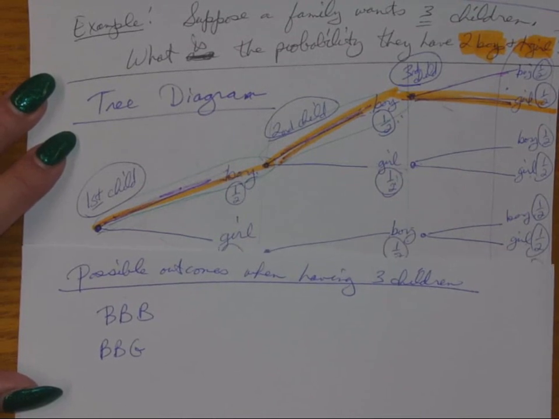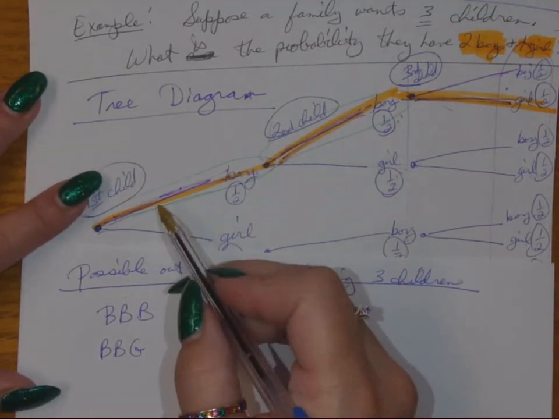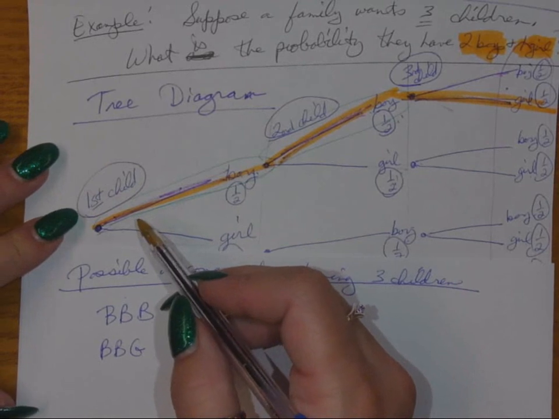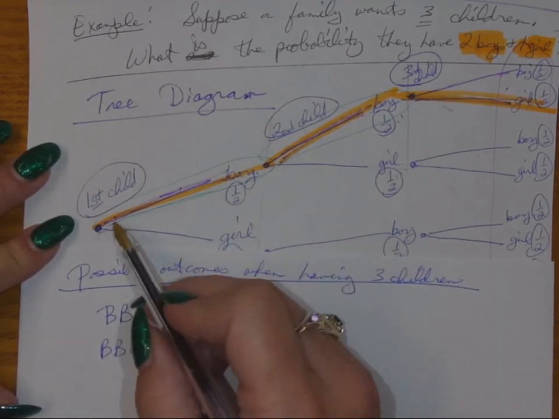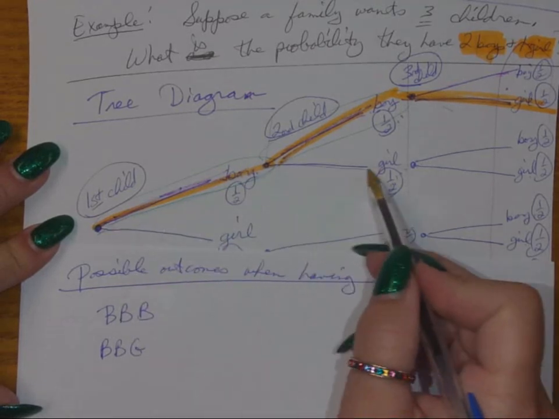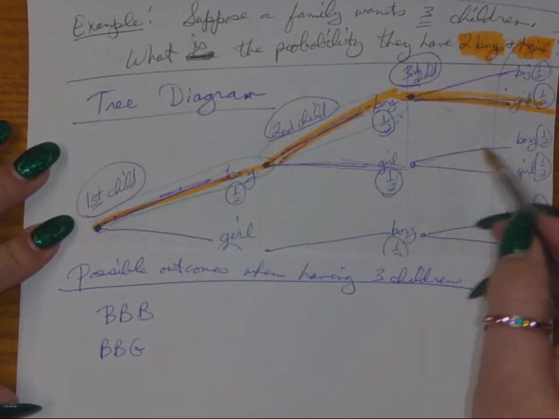All right, what are my other outcomes? Let's keep on going. Let's try to do it as organized as we can. The next outcome, and I'll put them right here beside, is what if I went boy, girl, boy.